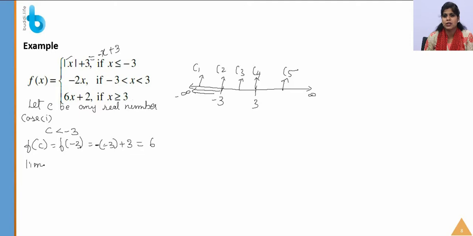Now we will just apply the limit for f of x. Limit x tends to c, f of x. C is what? Less than minus 3. So definitely this function will take. So limit x tends to c, f of x is minus x plus 3. What is c value? Minus 3, right? C is less than minus 3.